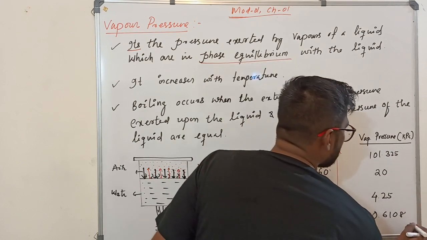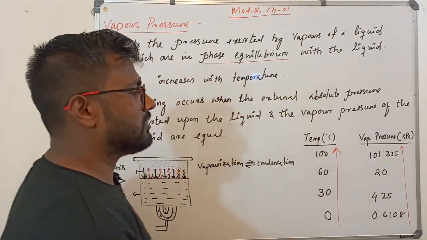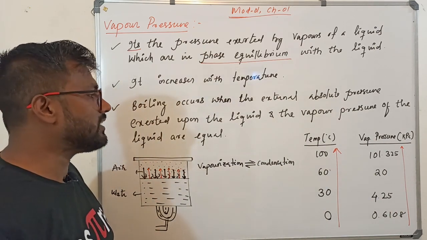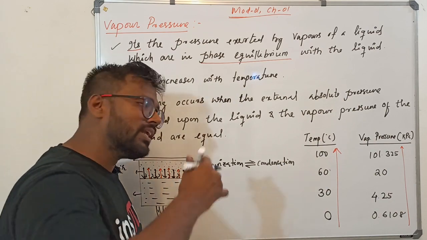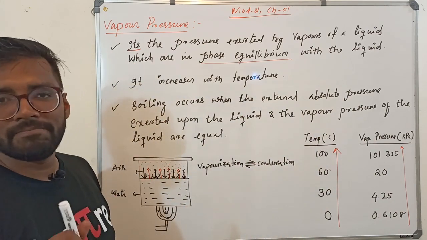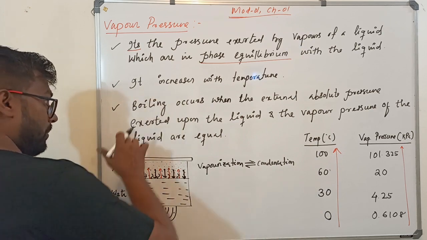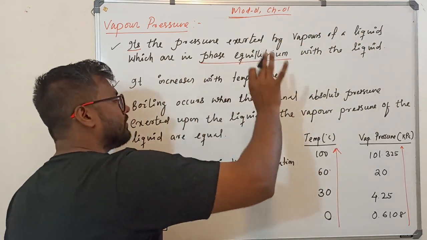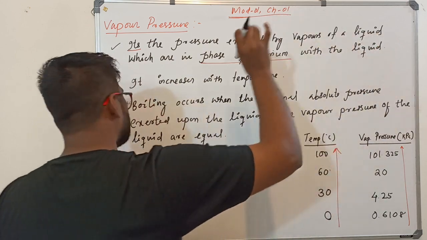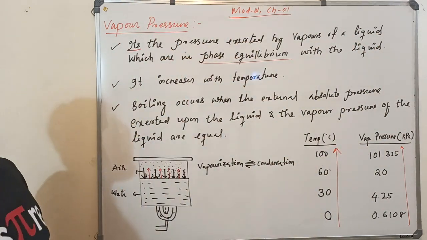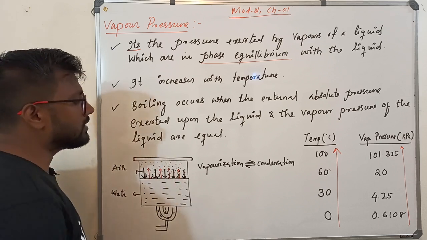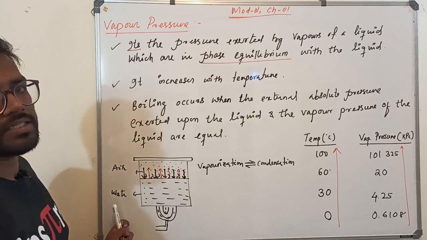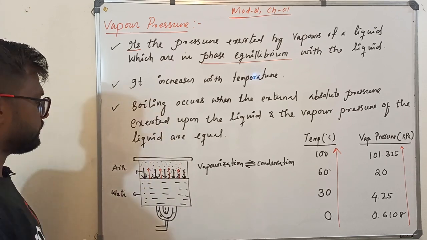What trend can you find here? As the temperature increases, the vapor pressure of any liquid increases. Now, boiling occurs when the external absolute pressure exerted upon the liquid and the vapor pressure of the liquid are equal. That time we say there will be boiling. If you understood this, please allow me to erase it.